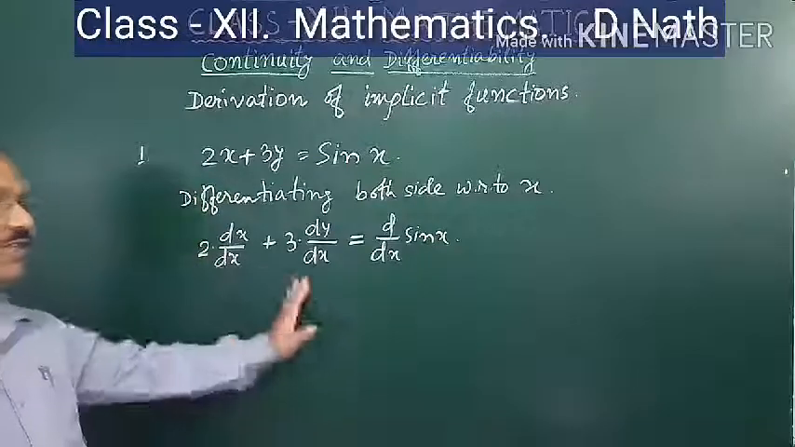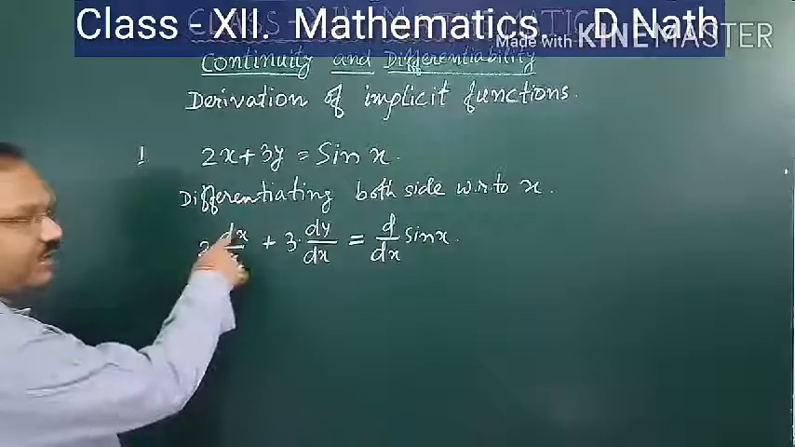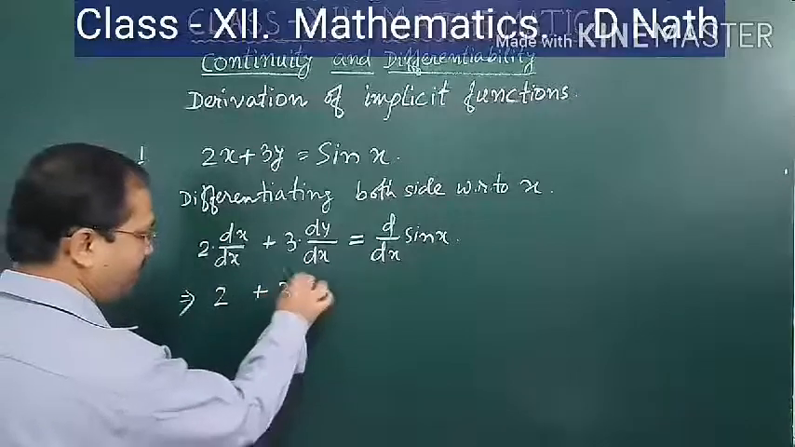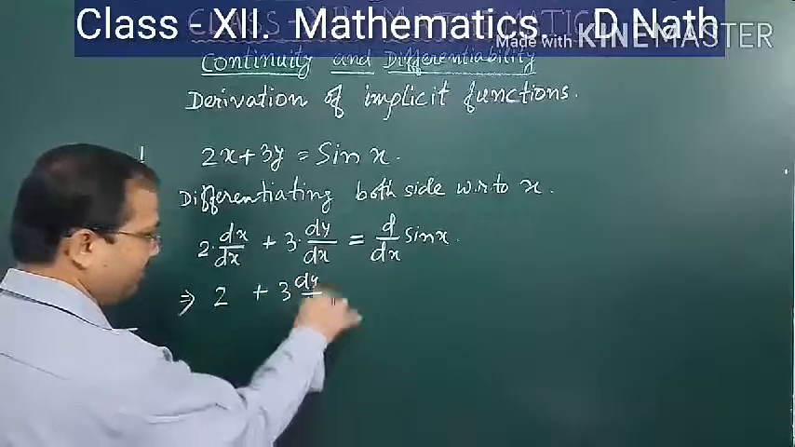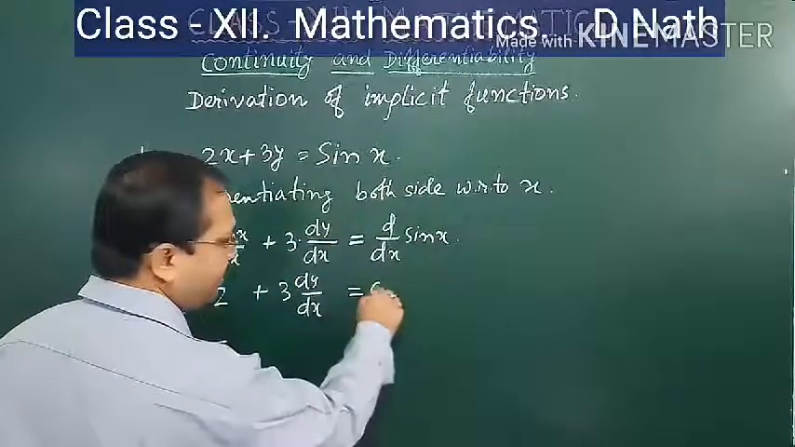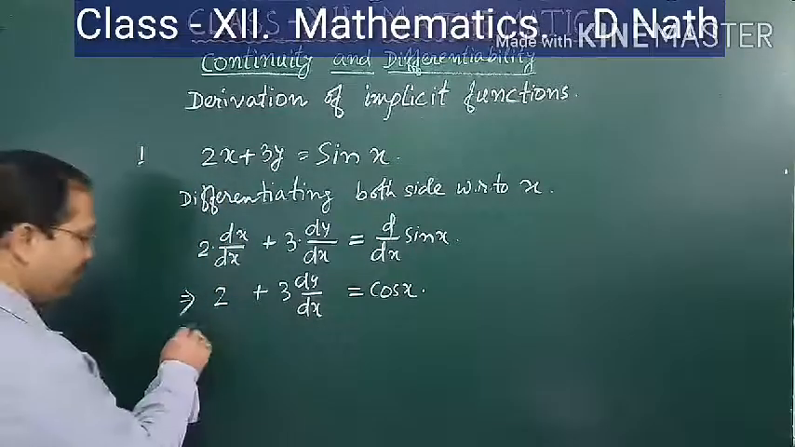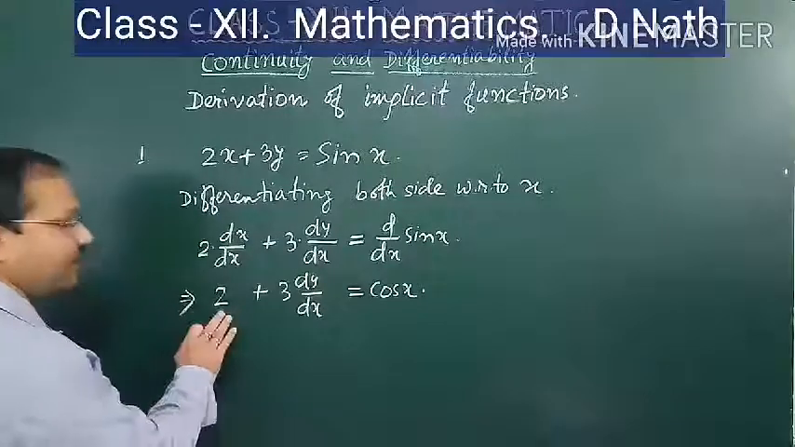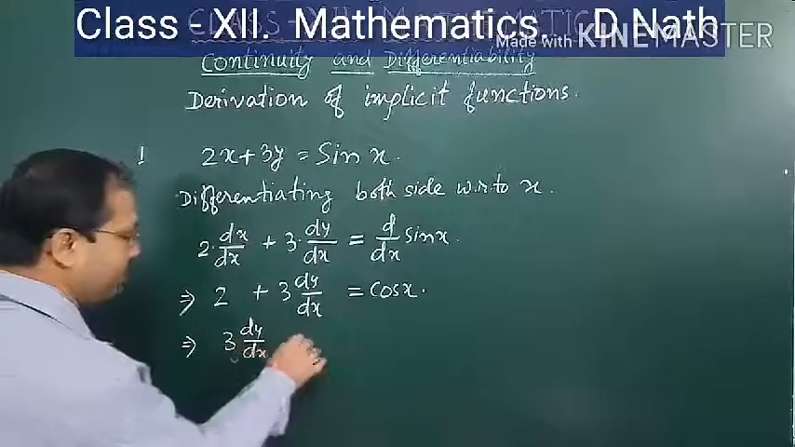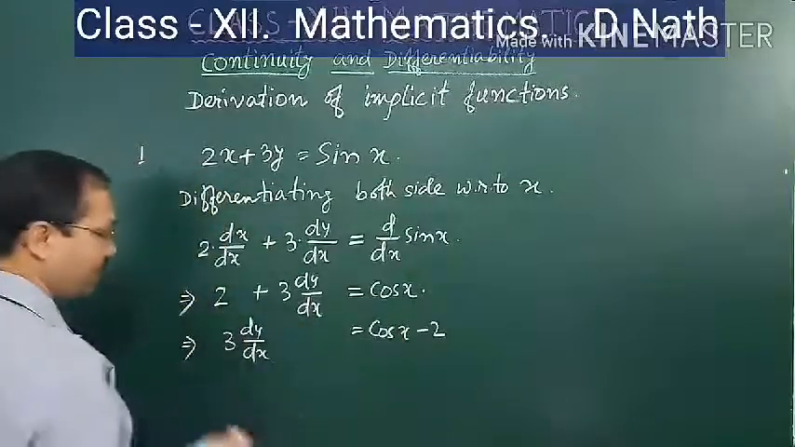Now we will find the derivative. 2 into d/dx of x, which is 1, so 2 into 1 is 2, plus 3 dy/dx. We cannot differentiate y further; we have to find dy/dx. And what is d/dx of sin x? It is cos x. Already we have the formulas. So now the 2 will be shifted to that side: 3 dy/dx is equal to cos x minus 2.